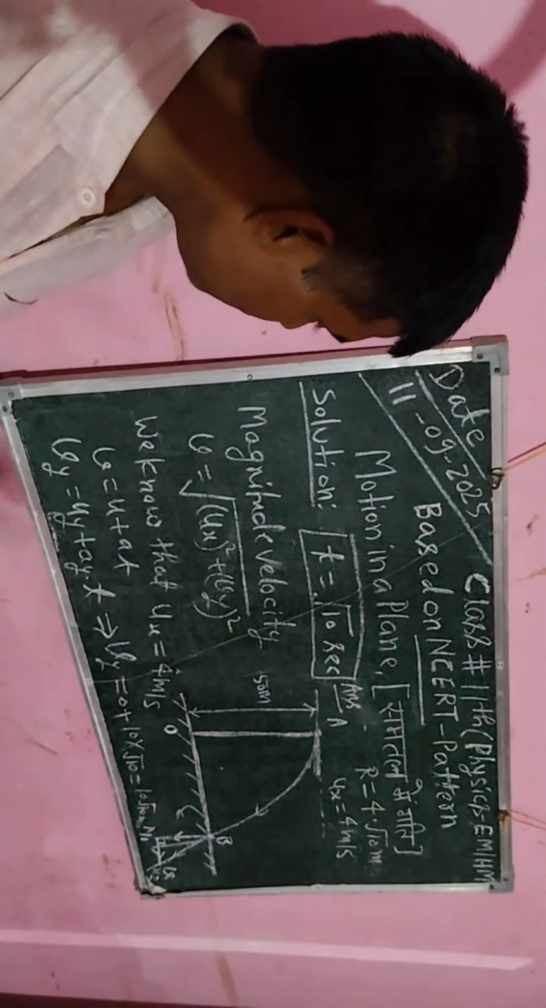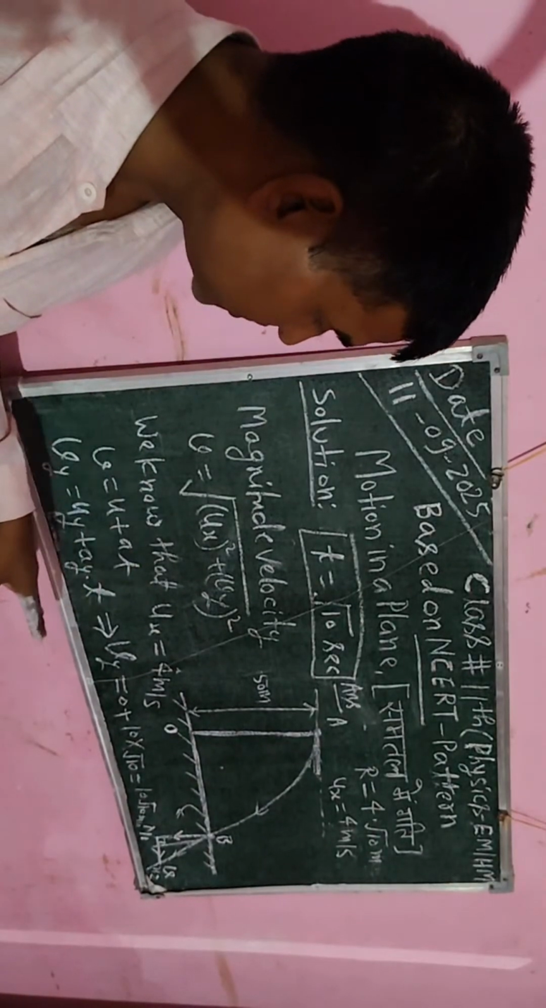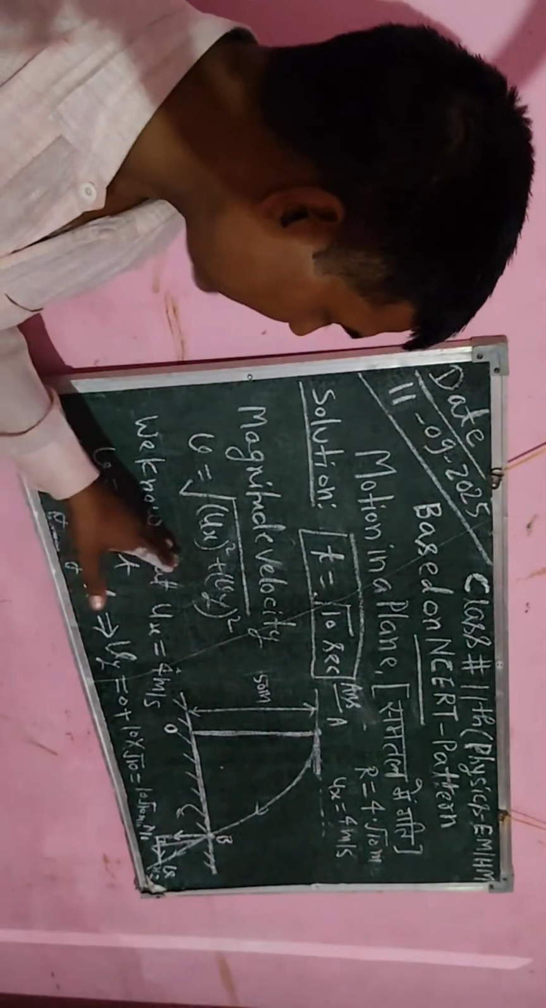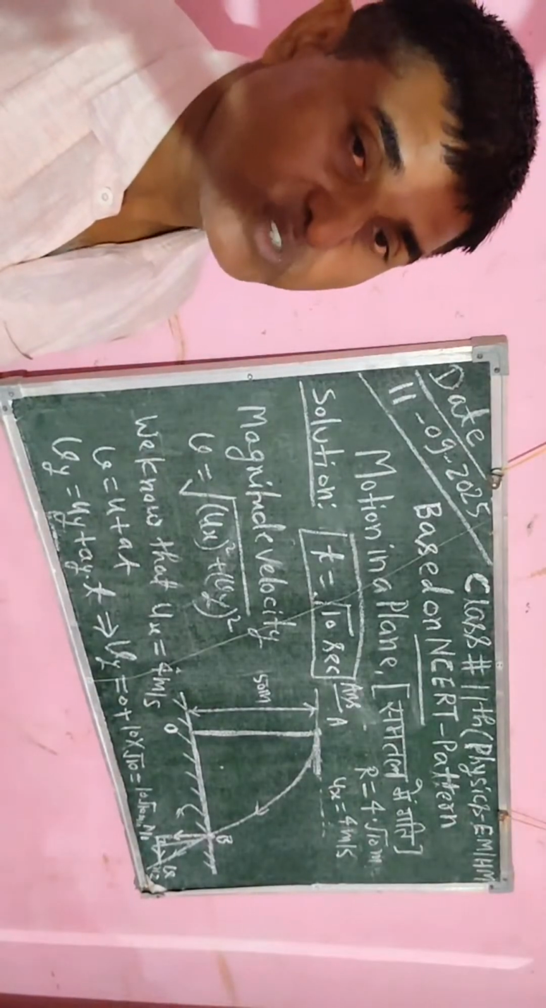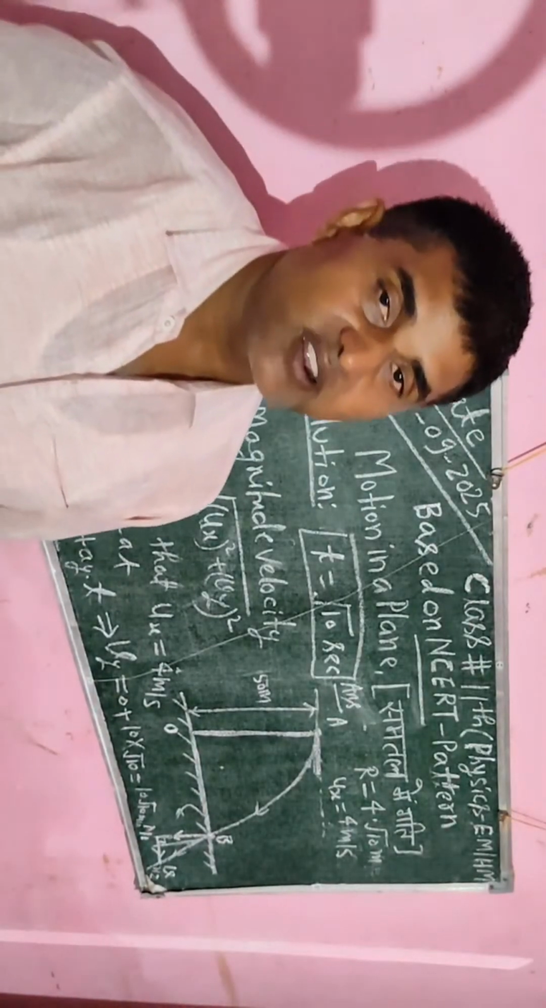Okay, now in the above formula I will substitute, and after substituting I will get a value, and that value will be the magnitude of the velocity. Okay, students, I hope that you are understanding very well.